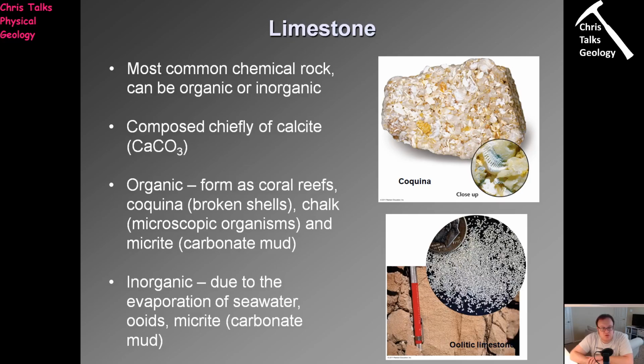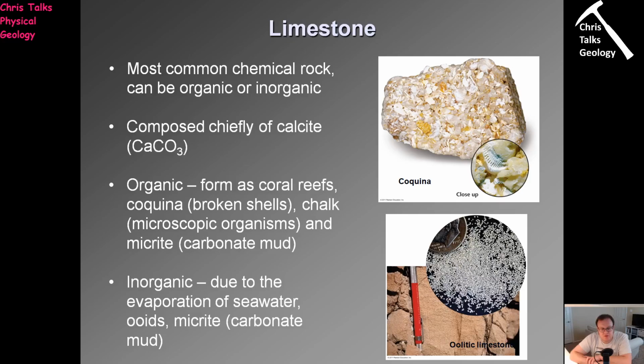Now, if it's organic, the calcium carbonate will typically have come from pieces of shell. Obviously, the shell it will be of organic origin because it was made by an organism. In the case of chalk, the calcium carbonate will have come from little microscopic organisms. And in the case of something called micrite, it can come from microscopic organisms as well.